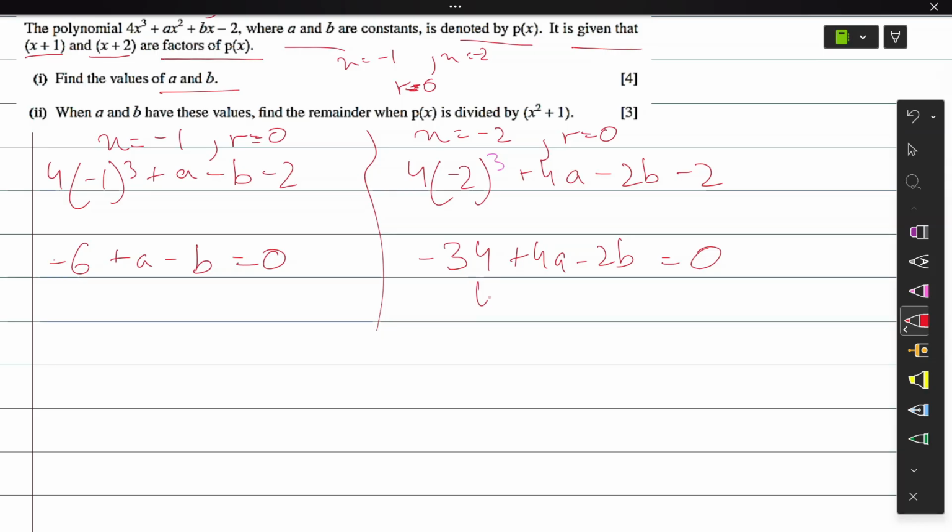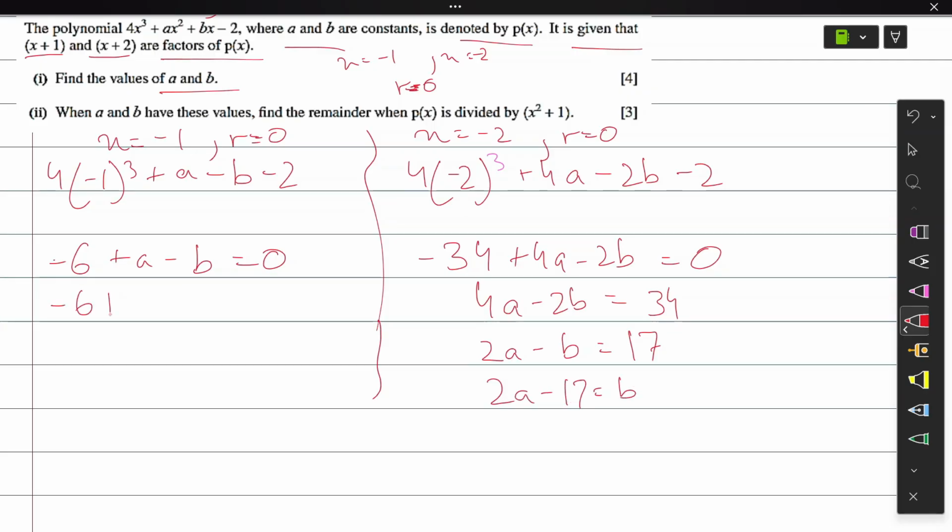So 4a minus 2b equals 34. Okay, so just simplify that. 2a minus b equals what? 17. Yep, 17. There we go. So let's make b the subject. 2a minus 17 equals b.